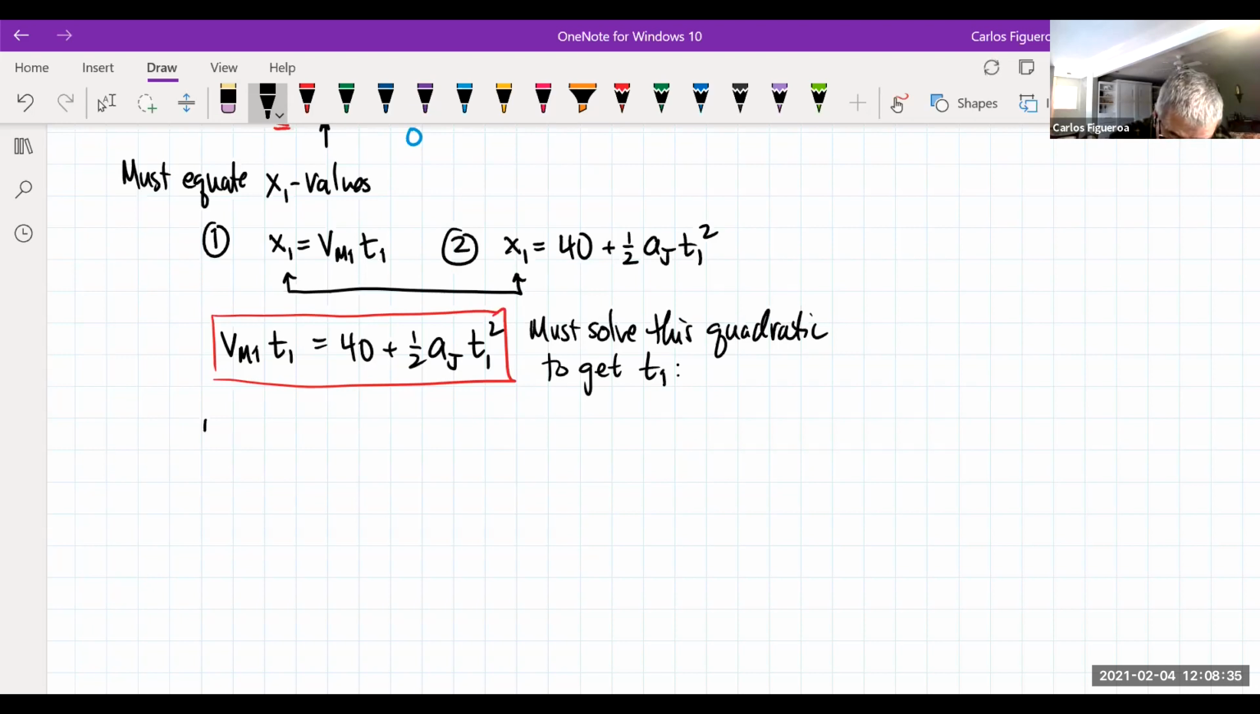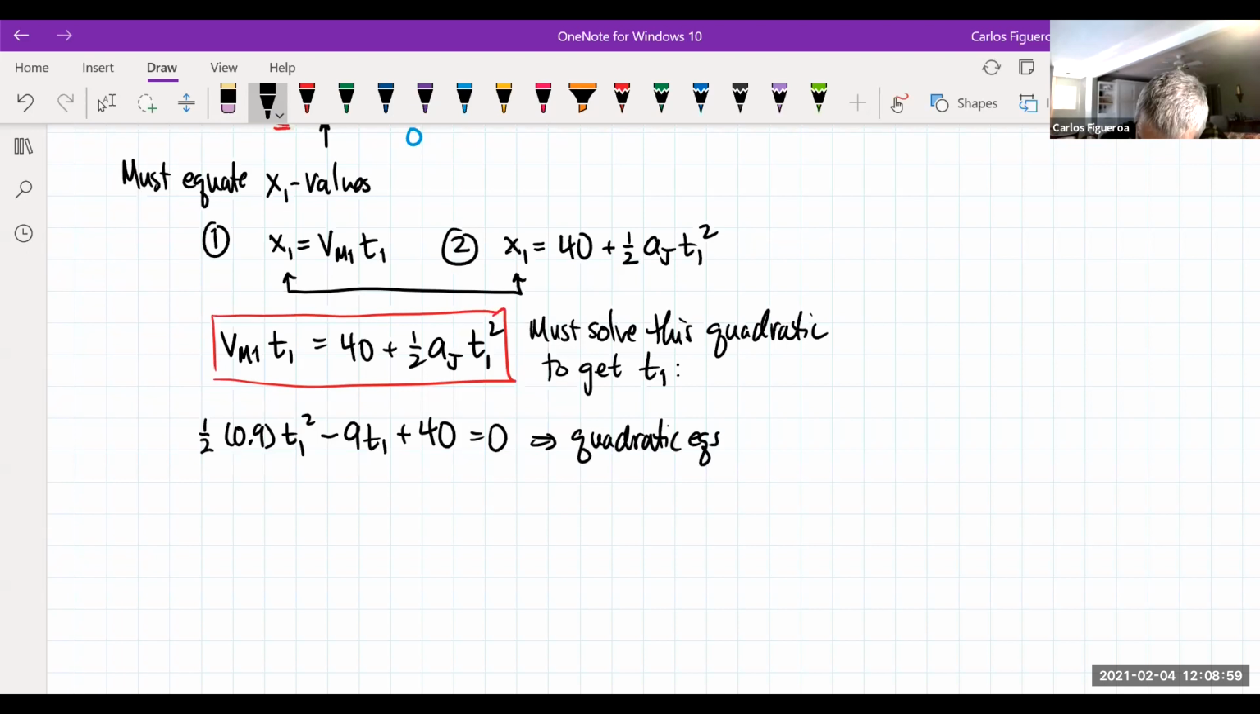I'm going to get 1/2, here's his acceleration, T1 squared. I bring in Maria's speed, which is 9. I get T1, and then I get plus 40 equals 0. So note, I'm going to get two solutions, right? Quadratic equations give two solutions.